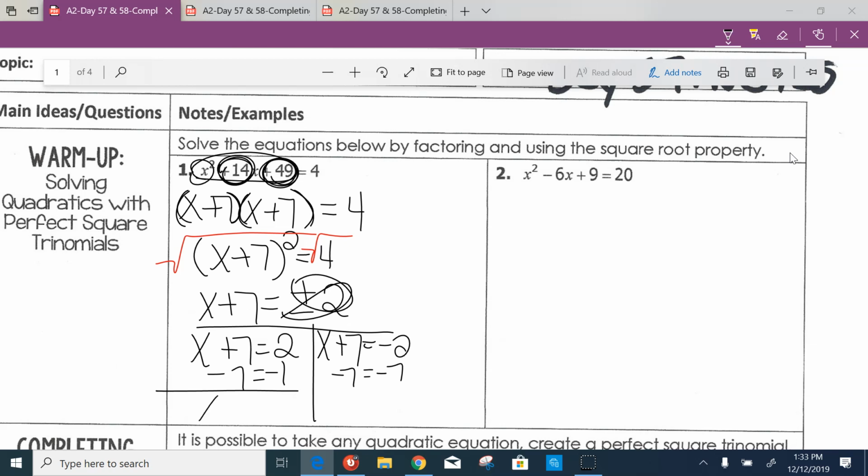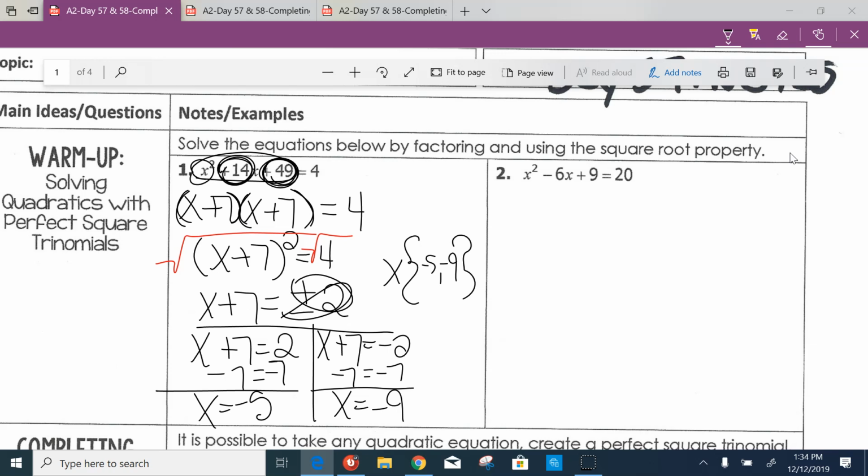When I do that, I get x equals 2 minus 7, which is negative 5. On this side, I get x equals negative 2 minus 7, which is negative 9. So my solutions are when x equals negative 5 and negative 9. These would be the two spots on the x-axis where my quadratic equation intercepts the x-axis.